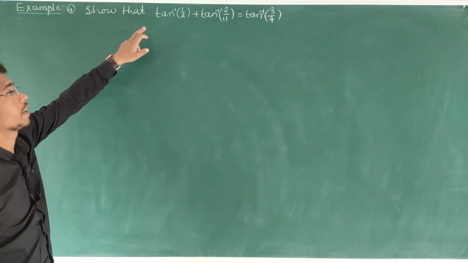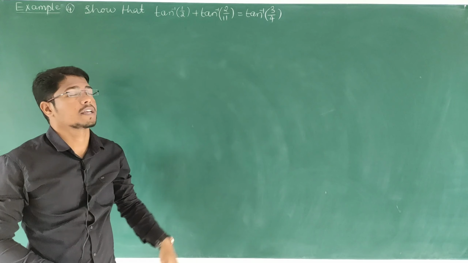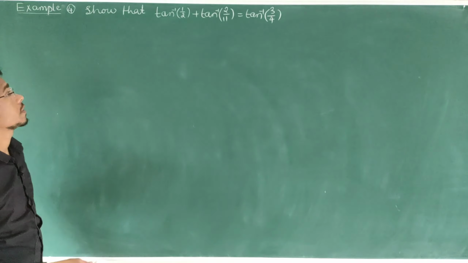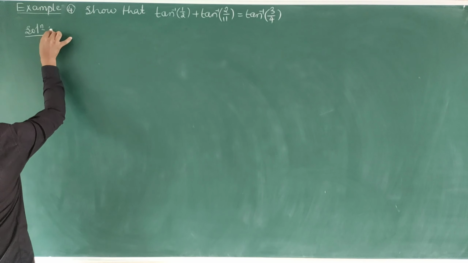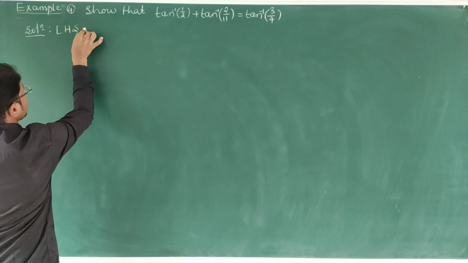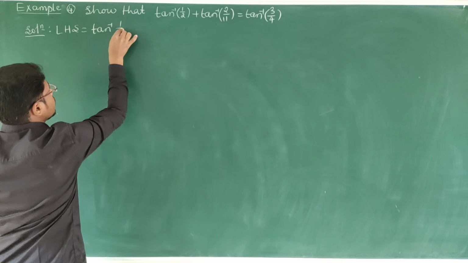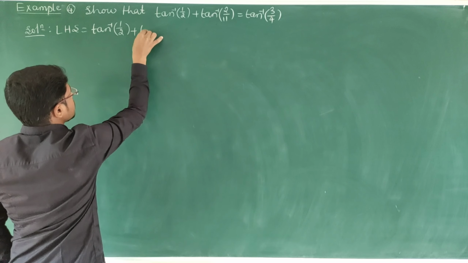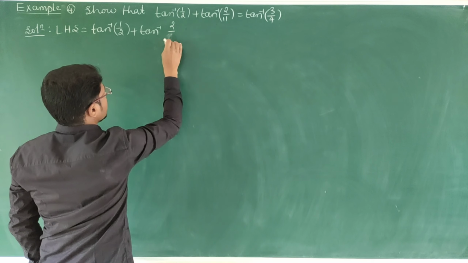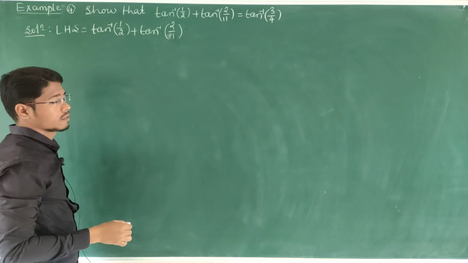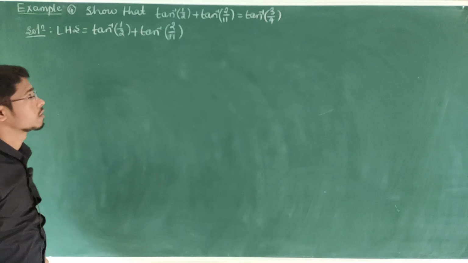See the next example, number 4. Show that tan inverse of 1 by 2 plus tan inverse of 2 by 11 is equal to tan inverse of 3 by 4. Okay, see the solution. I will consider the LHS: tan inverse of 1 by 2 plus tan inverse of 2 by 11. Using these two I have to show tan inverse of 3 by 4.